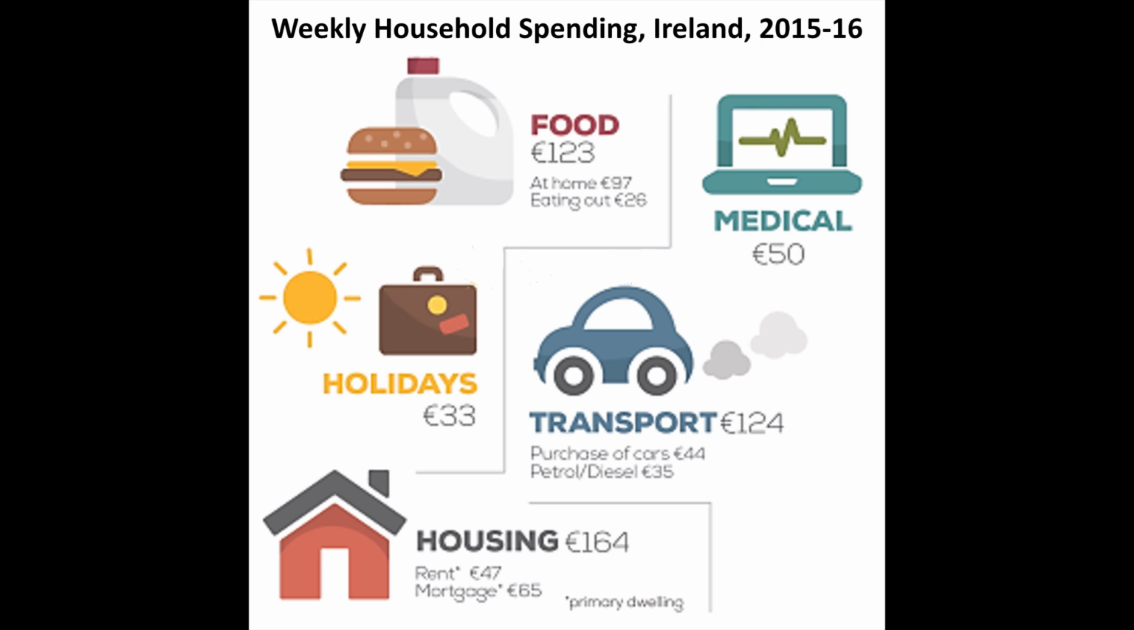The value of transport is 124. According to this graph, the value of holiday is 33. As you can also see, the value of housing is 164. In conclusion, this graph is very informative.